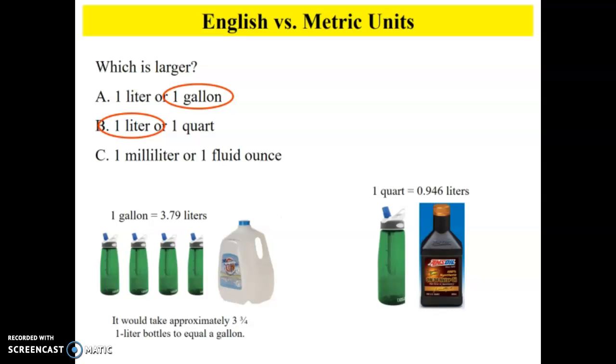Now, a liter and a quart are actually very similar. So as you know, it takes 4 quarts to make a gallon, and it takes just about 4 liters to make a gallon. But a liter is just a little bit bigger.